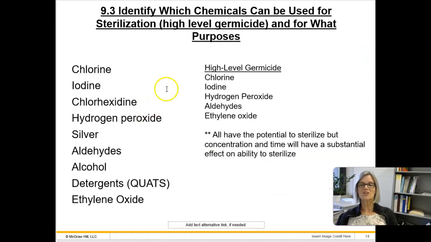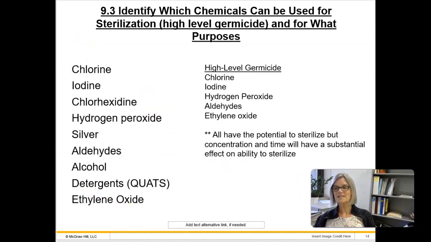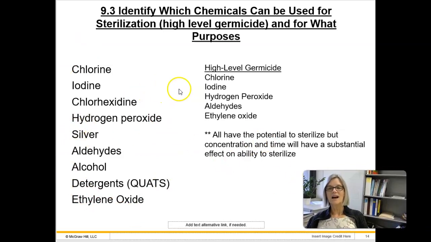The last thing I want to show you is what if we put all these together that we just talked about, what are our high-level germicides? Remember, these are the ones that can kill endospores and therefore sterilize. So if you look down the list that we had, see if you can pick those out. I gave you the answers right here, but remember, most of these aren't used as high-level germicides routinely.